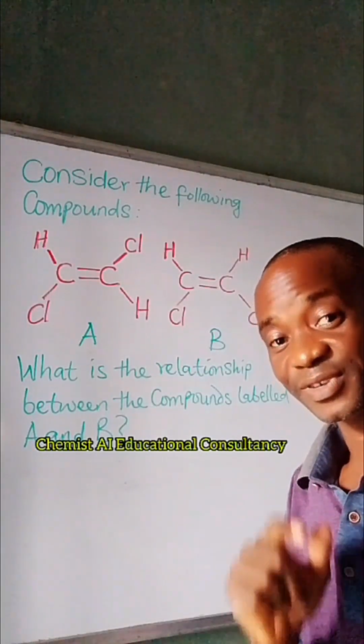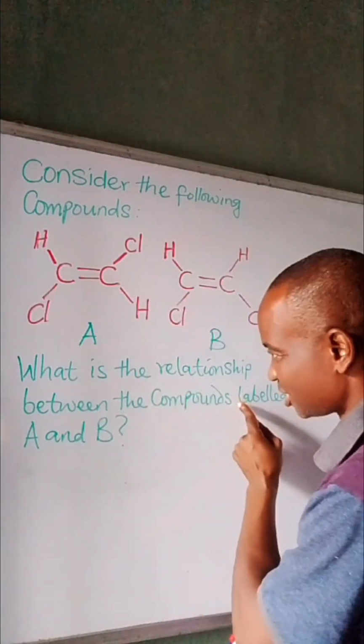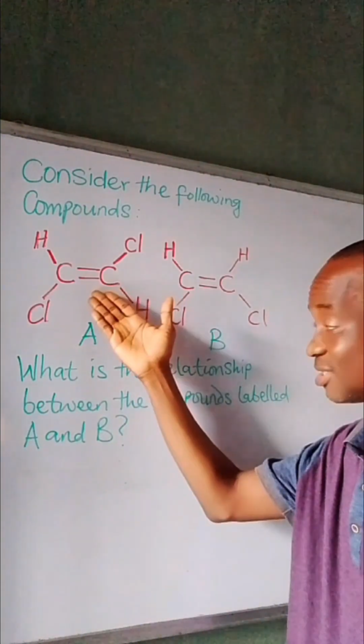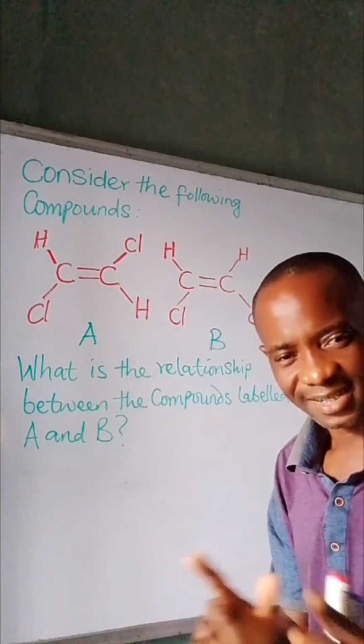This is going to prove if you are strong in organic chemistry. What is the relationship between the compounds labeled A and B? This is compound A and this is compound B. What is the relationship?